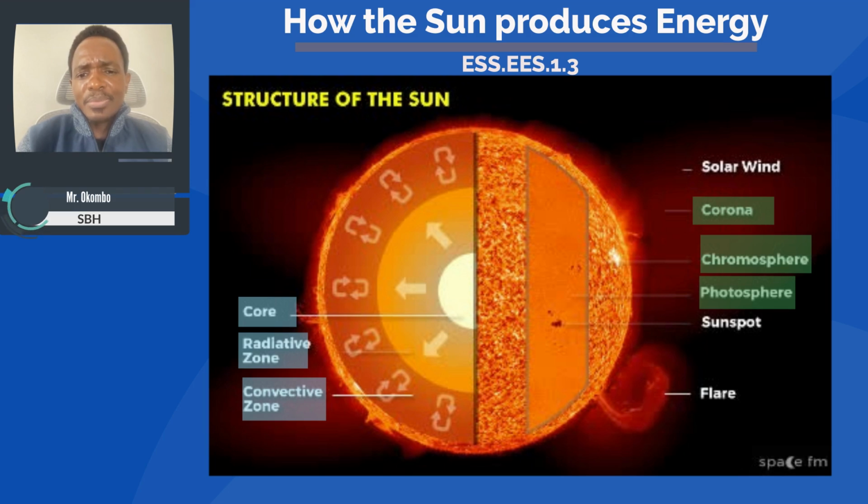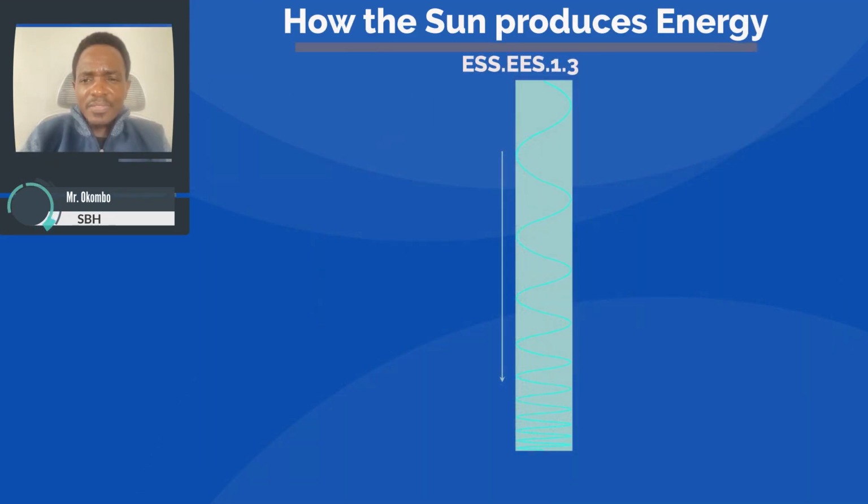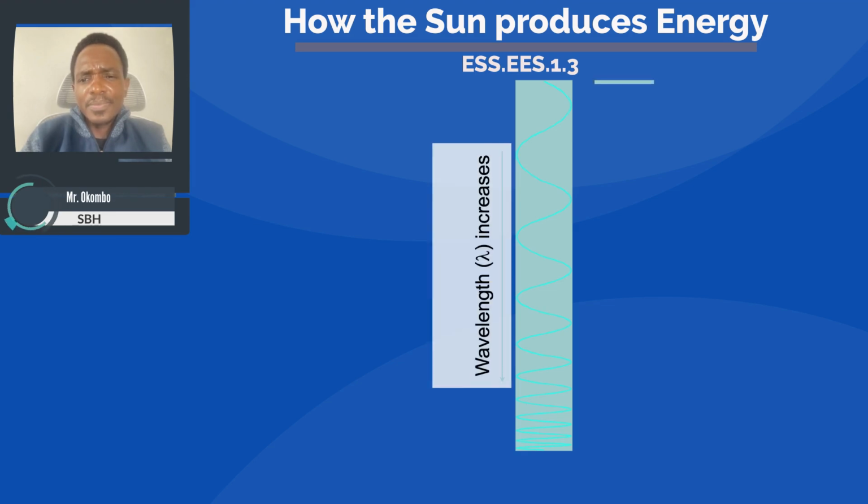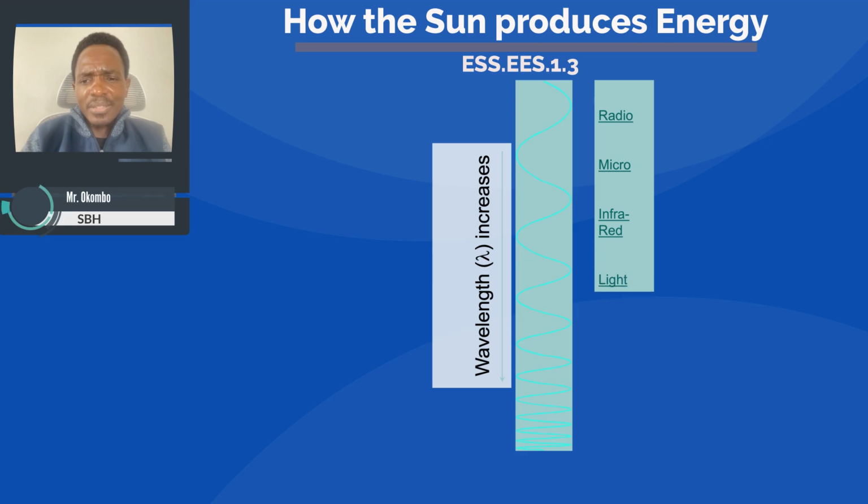Understanding these layers helps us to see how energy is distributed from the sun into space. Electromagnetic waves are classified based on their energy levels, ranging from the least to the most energetic. The lowest energy waves are radio waves. They are used in broadcasting and communication. Moving up the spectrum, we have microwaves, followed by infrared radiation, which we experience as heat. Visible light, the only part of the spectrum detectable by our eyes, sits right in the middle.